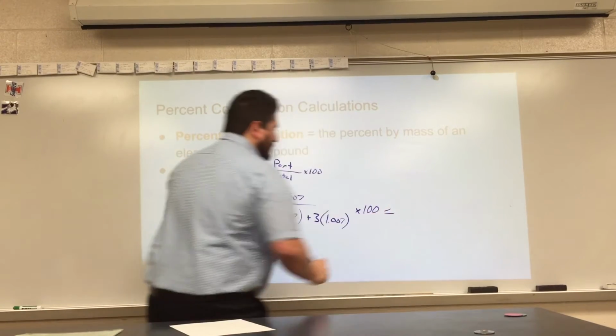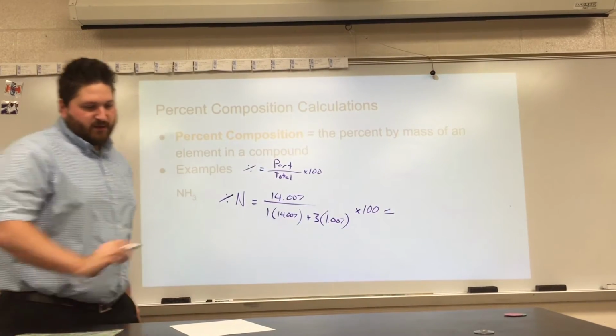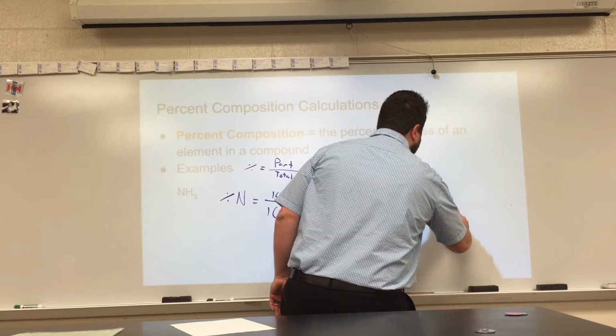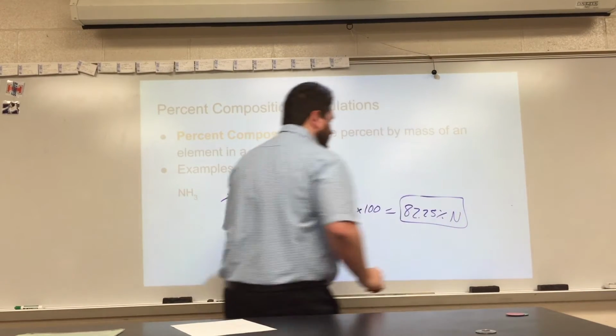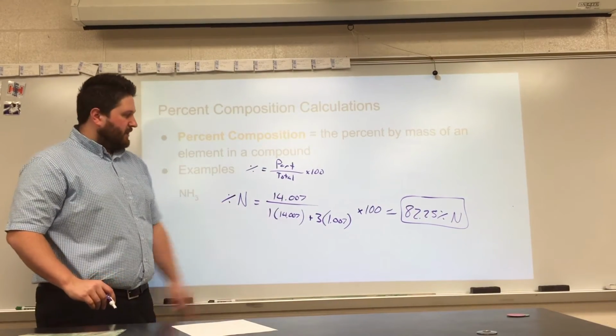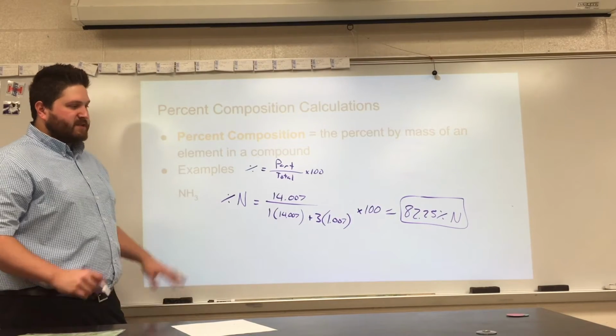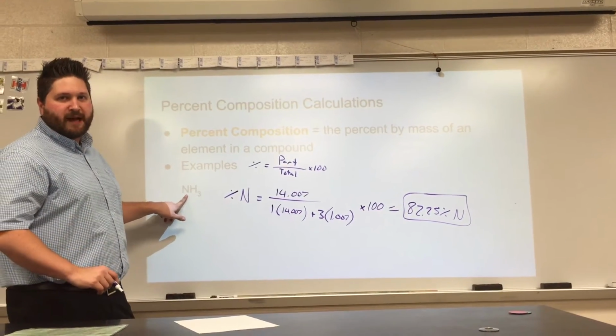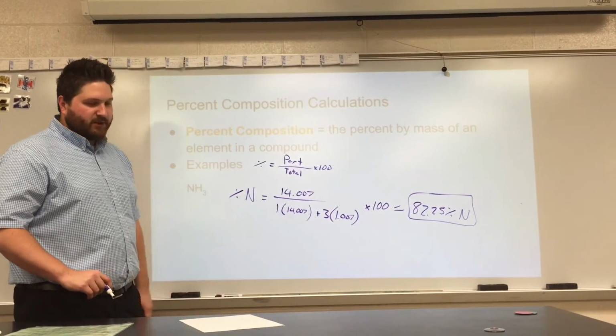Multiply by 100 for your final result, and you get 82.25% nitrogen. So if I'm looking at my total mass, 82.25% comes from the nitrogen, which means nitrogen is like the big dog of the compound, and your hydrogens are going to be a little bit smaller.